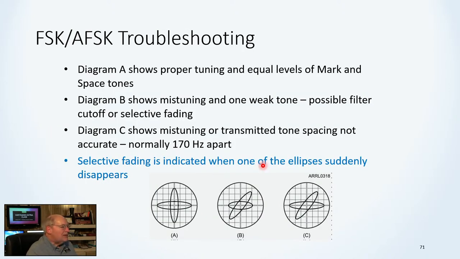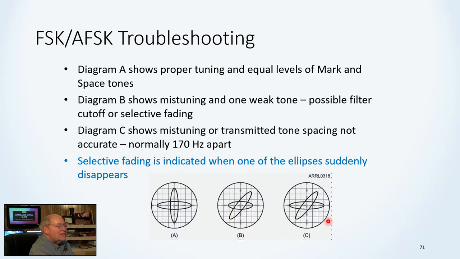Now, some troubleshooting notes here. The software used to encode and decode, I'll keep using radio teletype as an example, will typically have one of these crossed ellipse types of displays. It's a tuning aid or tuning indicator. When you've got the signal tuned in correctly, the software will give you an indication like this. So we've got the mark and space tones. They should be of equal magnitude. The height and width should be equal, and they should be at right angles to each other. This is properly tuned, a completely proper signal.